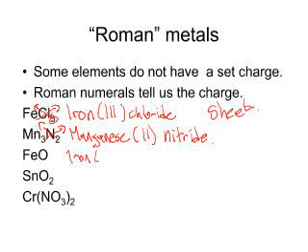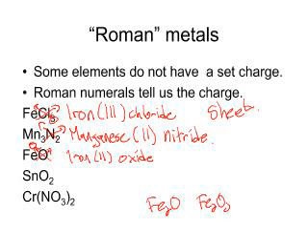Iron. Roman. Is oxygen really -1? No. Oxygen is really -2. So instead of this being iron 1 oxide, it has to have twice that charge to cancel, iron 2. Iron 1 oxide would be Fe2O, which is not what we have here. Iron 2 oxide is not Fe2O2 because we'd need to reduce it.